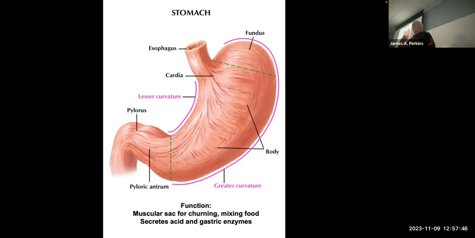So functionally, the stomach is basically just a big bag of muscle that's involved in churning the food, kind of mixing the food. And also the stomach secretes stomach acid and digestive enzymes. And that muscular churning motion just helps to mix the food with the stomach acid and with the digestive enzymes to improve the efficiency of digestion.